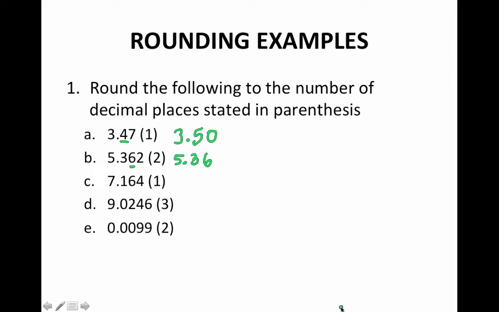Okay, at this point I want you to pause the video, round the next 3 numbers on your notes, and then once you do that, press play and check your answers with mine. Okay, welcome back. This is what I got. C is 7.2, D is 9.025, and E is 0.01. Hopefully you got those, and if you didn't, just ask me in class for clarification.